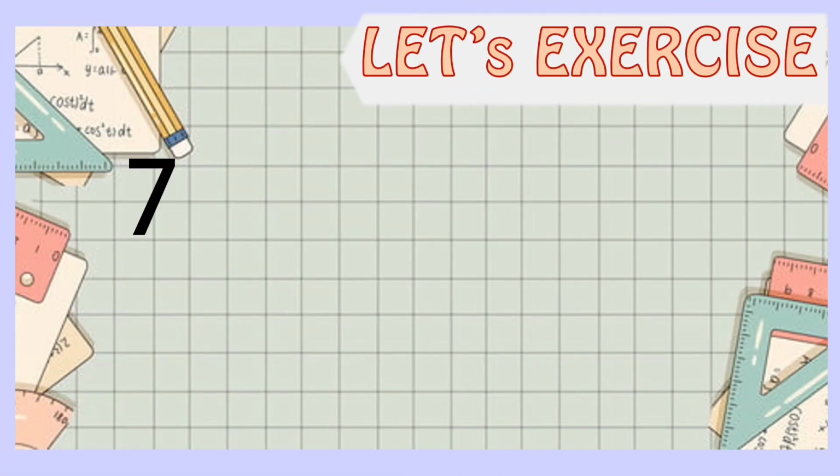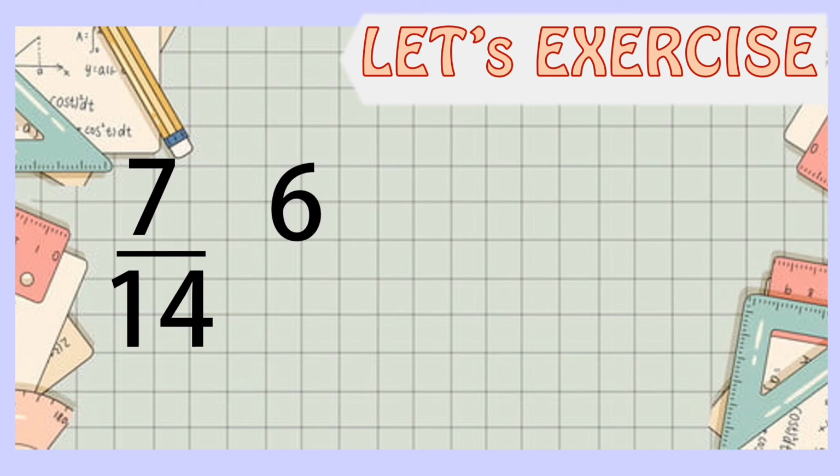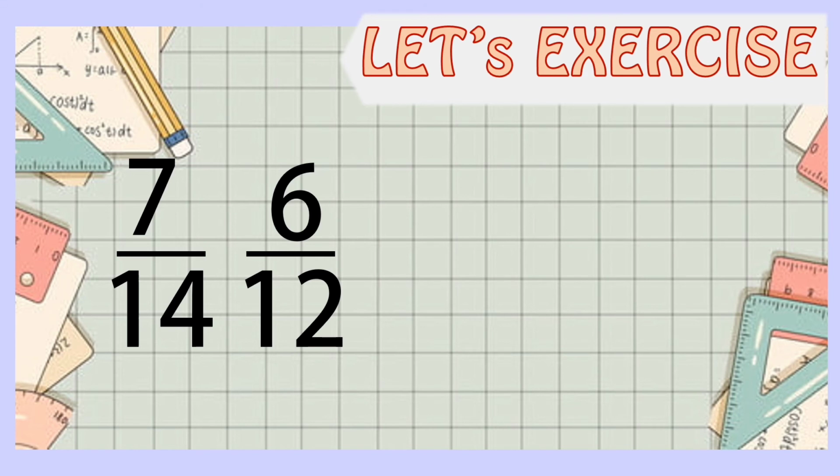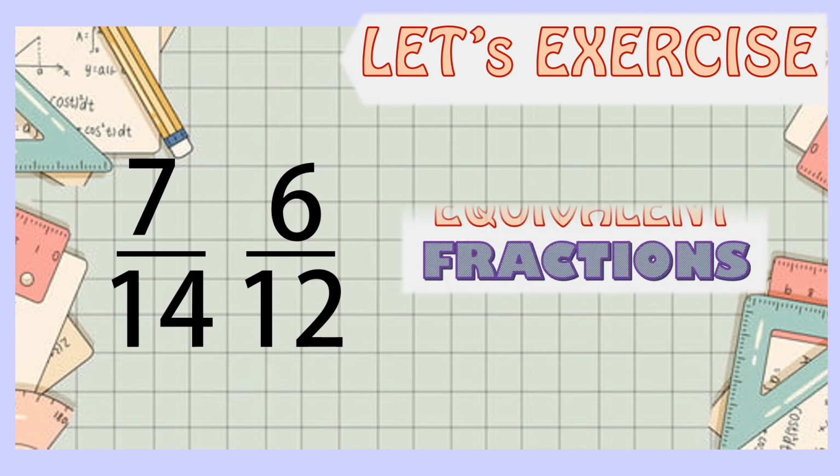Last, 7/14 and 6/12. Okay, so when we put it into figures, we can see that 7/14 and 6/12 both represent half of a whole. That is why they are called equivalent fractions.